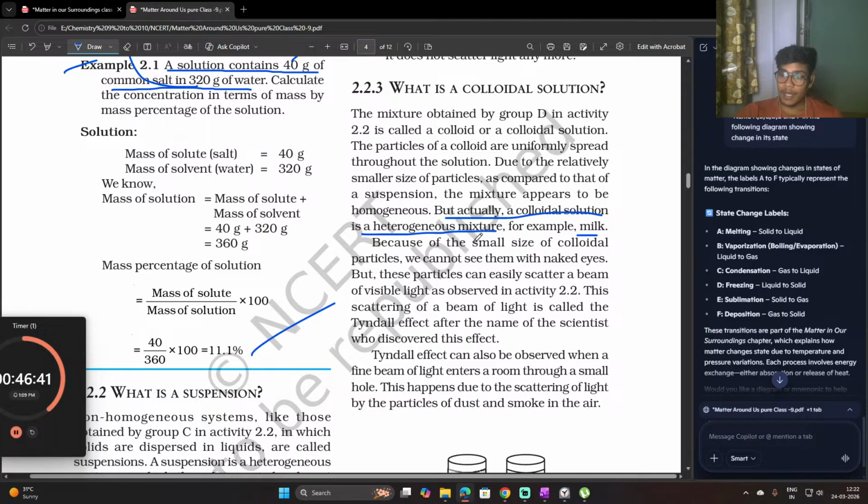For example, milk. Because of the small size of the colloidal particles, we cannot see them with naked eyes, but these particles can easily scatter a beam of visible light as observed in it. This scattering of a beam of light is called the Tyndall effect. I already told you, right? It is called the Tyndall effect after the name of the scientist who discovered this effect.